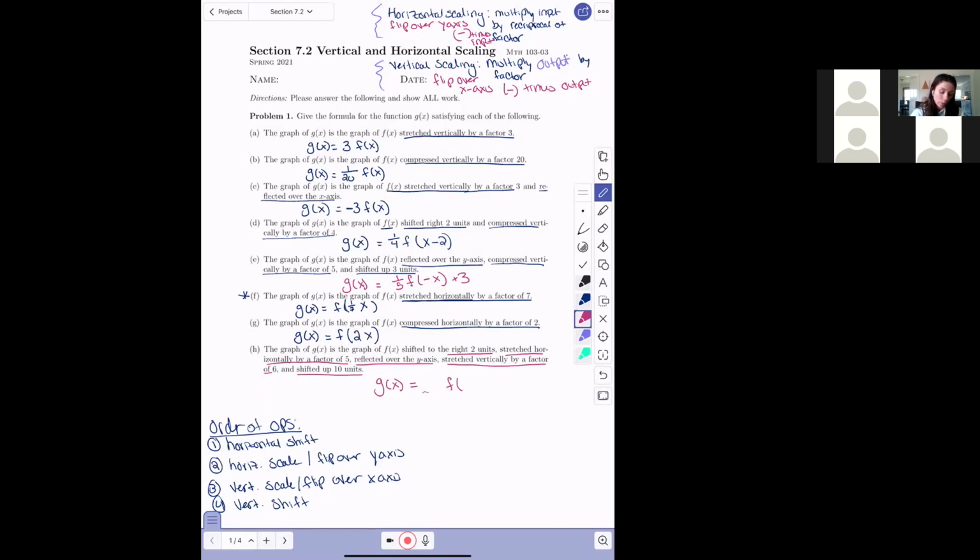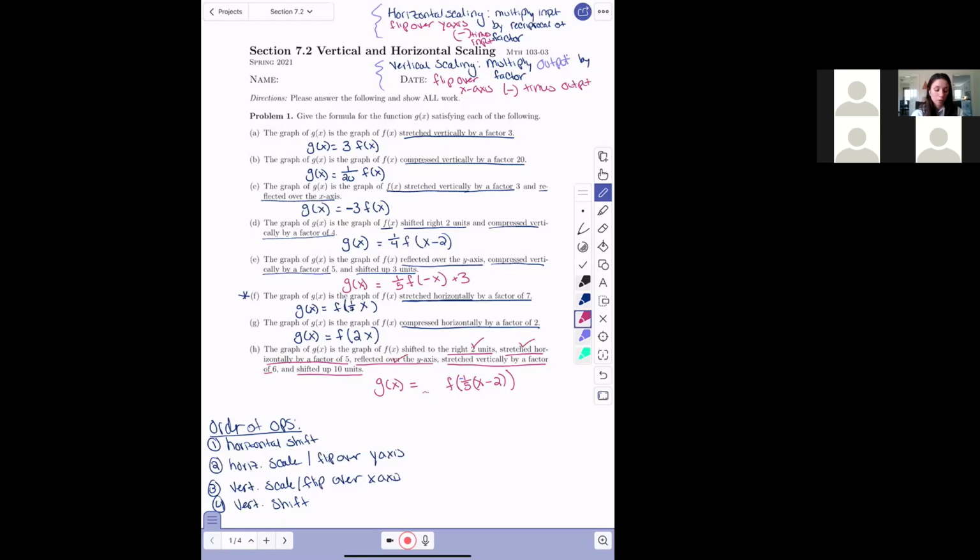So we are shifting to the right 2 units. So we'll have x minus 2. And then that's being stretched horizontally by a factor of 5. When we stretch horizontally, we multiply the input by the reciprocal of the factor. Okay. We're reflecting over the y-axis. So we're going to make this 1 over 5 actually negative 1 over 5. Okay, so we got this done, we got this done, we got this done.